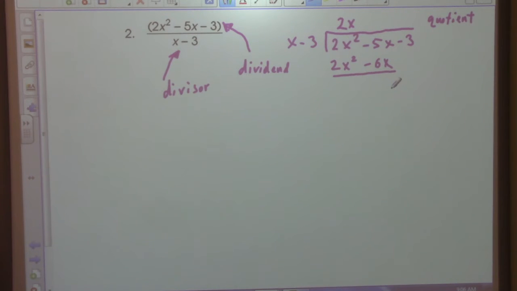What's that going to be? Negative 5 minus negative 6. What is that going to be? Equals 1. Yeah. Okay? Now, what you identified for me is sort of a weakness.